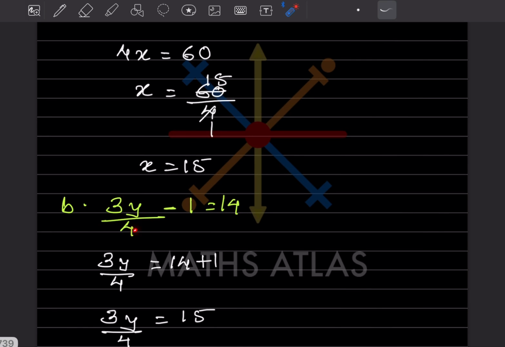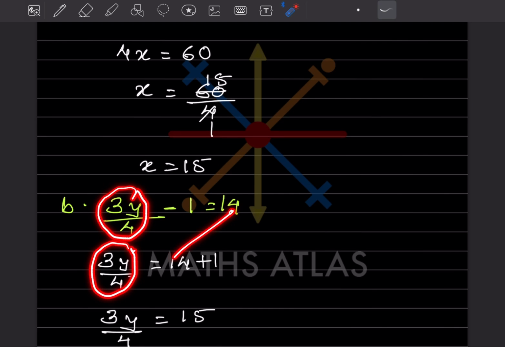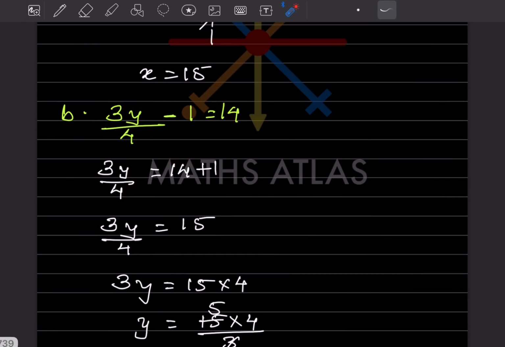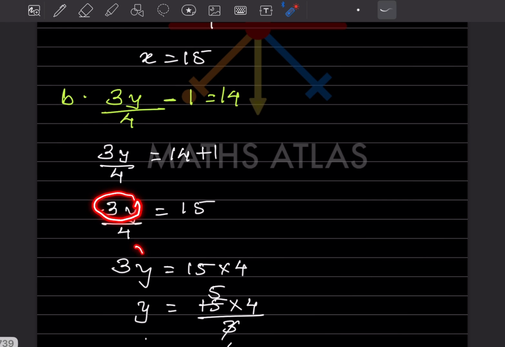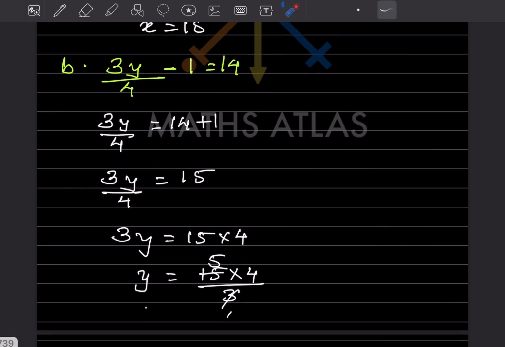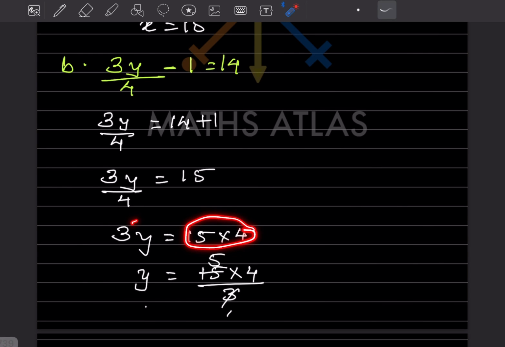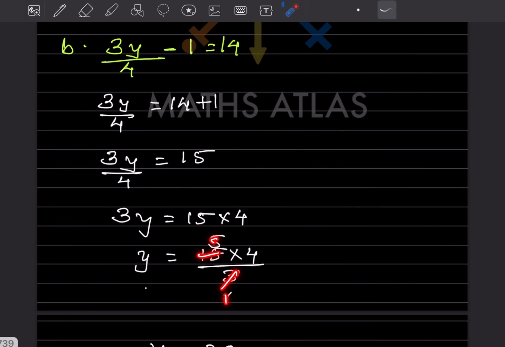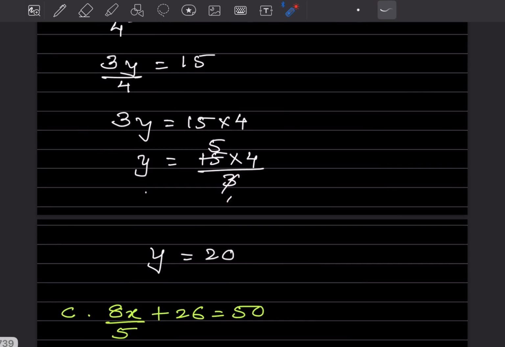Now here 3y by 4 minus 1 is equal to 14. Just concentrate over here. We'll keep this part as it is first. This is already on the right hand side. Minus 1 will go to the right hand side, so that is going to be plus 1. This is going to be 15. Now we take 3y divided by 4. The 4 will go to this side, so that will get multiplied. So 15 multiplied by 4. This is the important step. So 3y is 15 multiplied by 4, as this is division, it goes to the other side and gets multiplied. Now let us simplify this one, which is going to be y is 20.